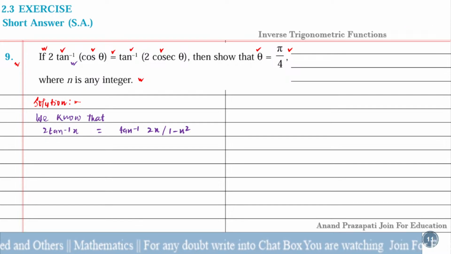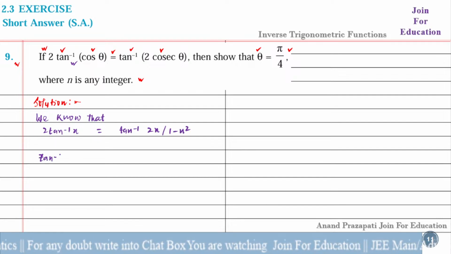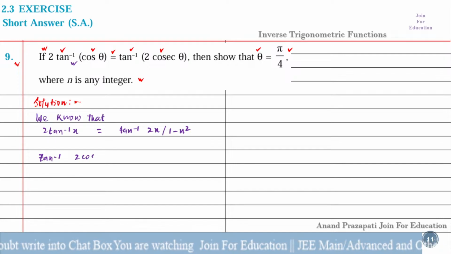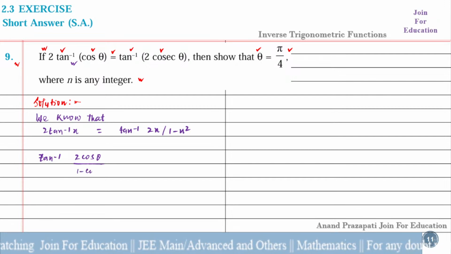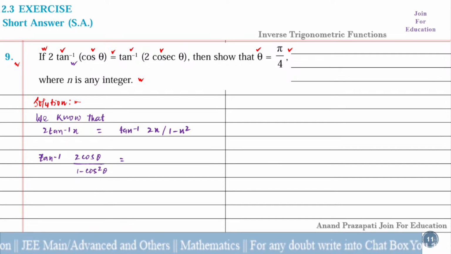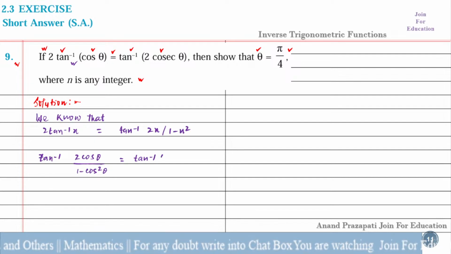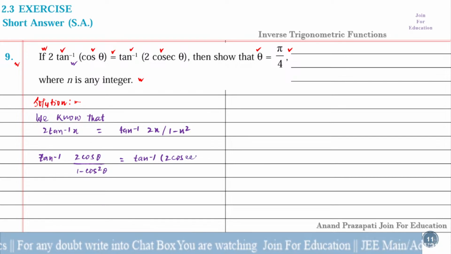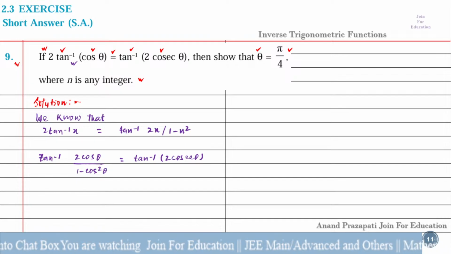So here will be tan inverse 2 cos theta by 1 minus cos square theta equal to, we write down here tan inverse 2 cosec theta. So after there is no problem to understand up to this step.